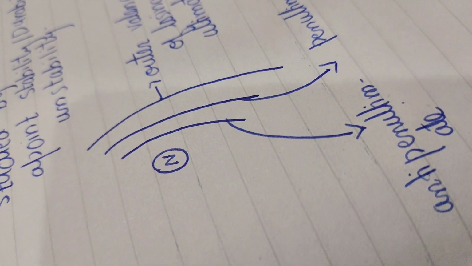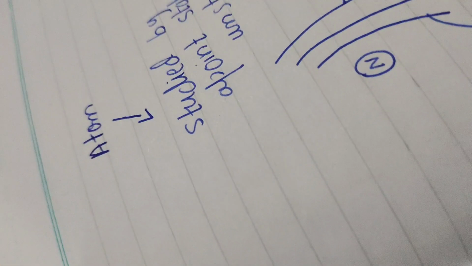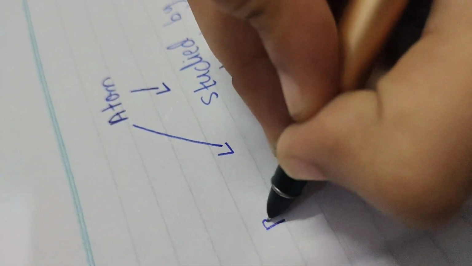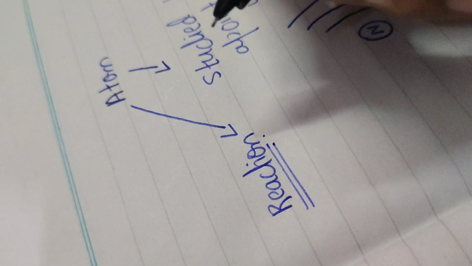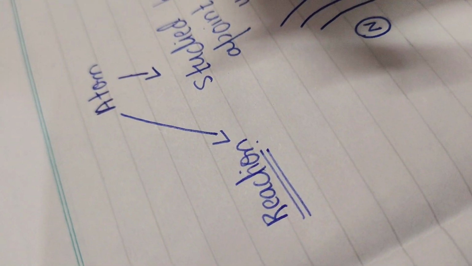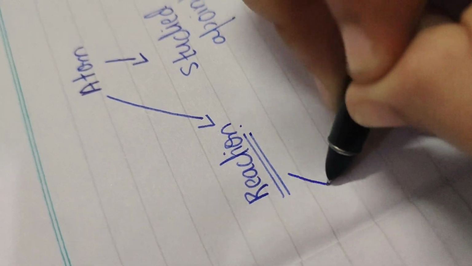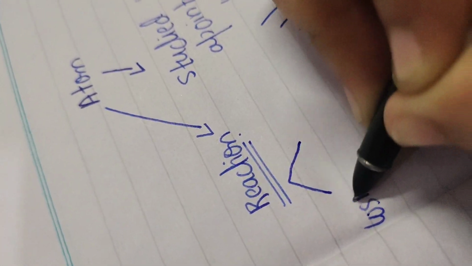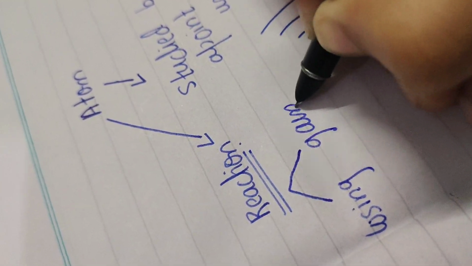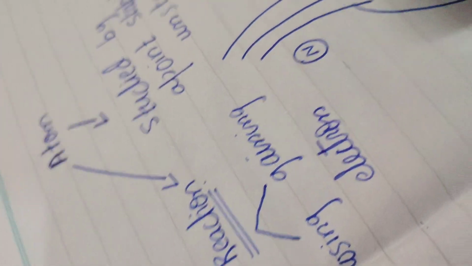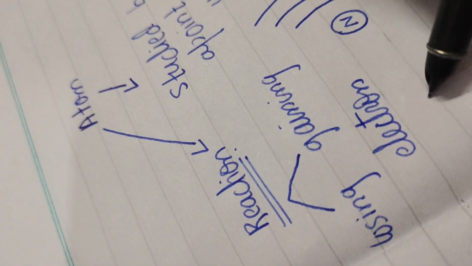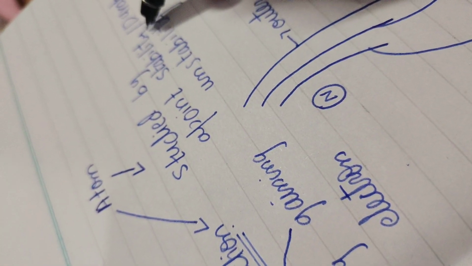Because we know that to stabilize an atom, we require a reaction, right? Through reaction the atom becomes stable. So what is reaction? Reaction can be losing or gaining of electrons, right, from the outer shell. Losing or gaining of electrons to get stabilized.